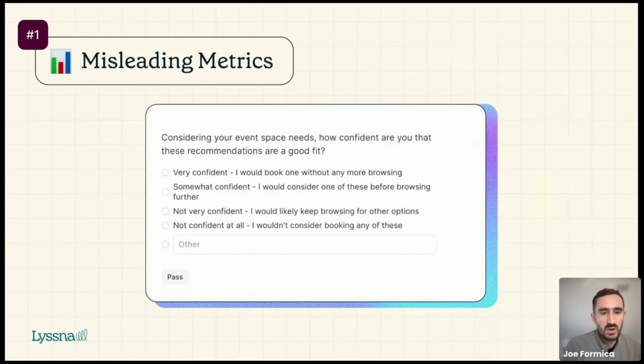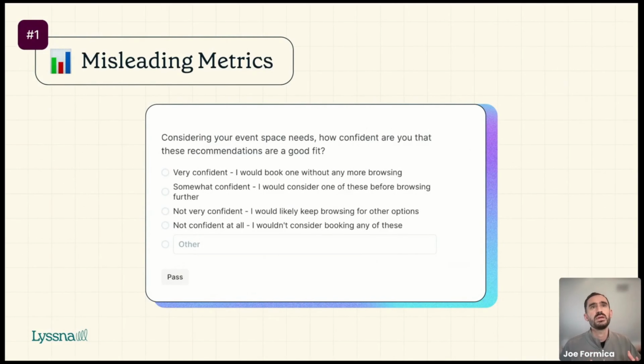Very confident. I would book one without any more browsing. Somewhat confident. I'd consider one of these before browsing further. Not very confident. I would likely keep browsing for other options. Not confident at all. I wouldn't consider booking any of these. And a space for other.